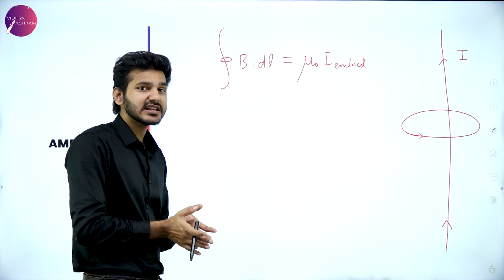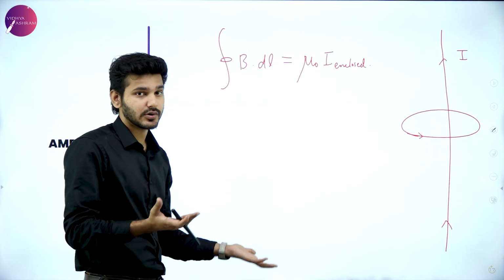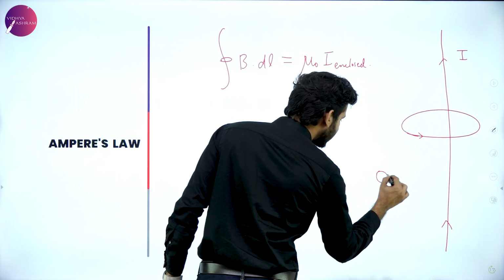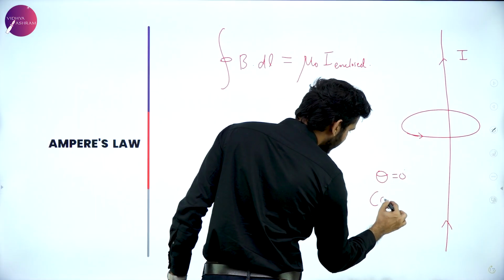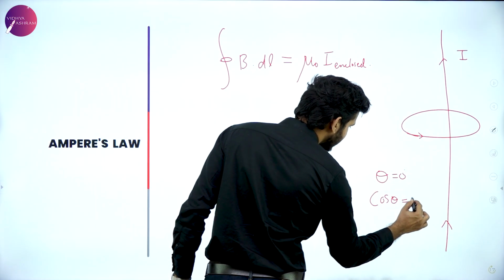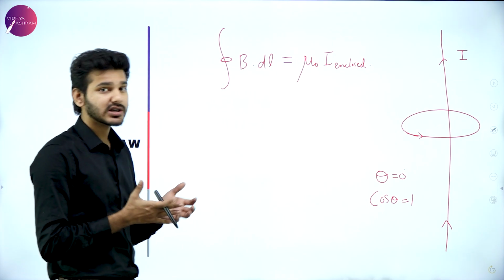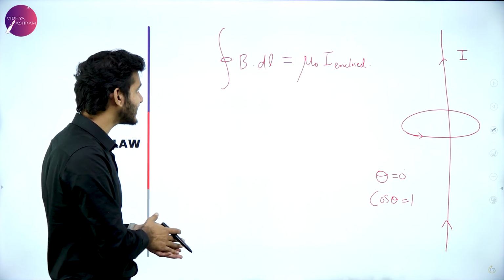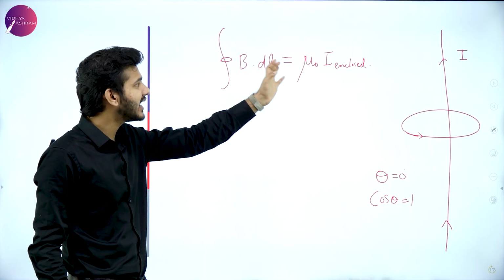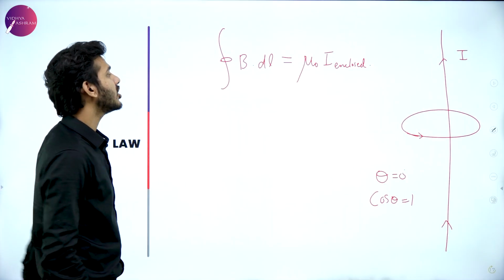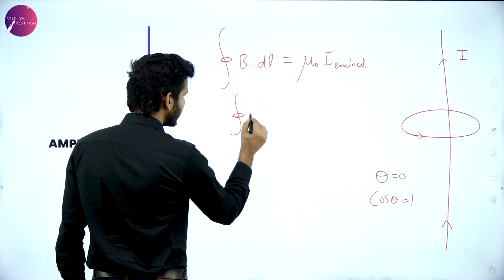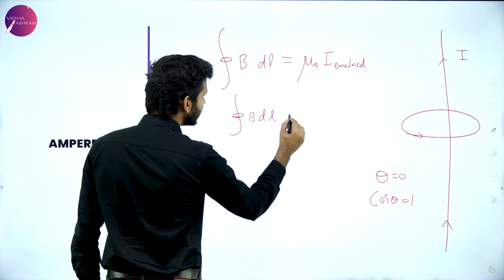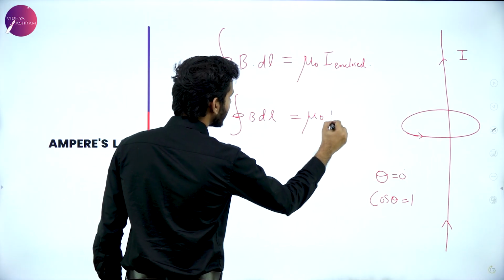Here we are considering that that particular angle theta is equal to 0 degrees, which implies cos theta is equal to 1. So we are not considering the cos factor, that is the angular factor here. So we can just say that integral B dl is equal to mu naught I.